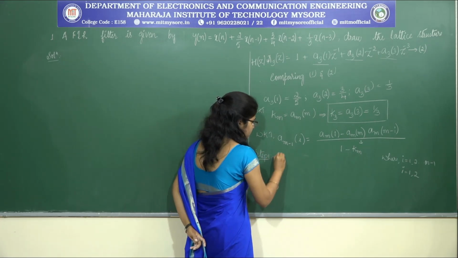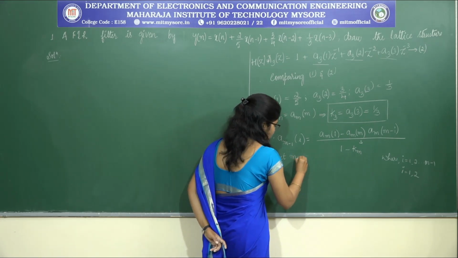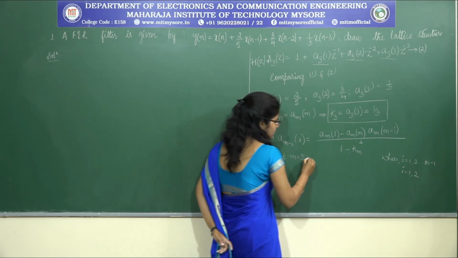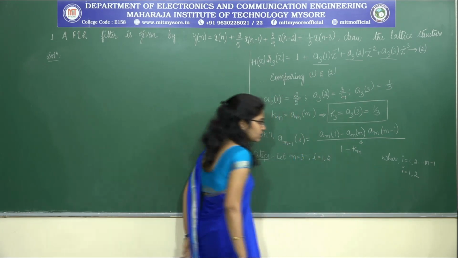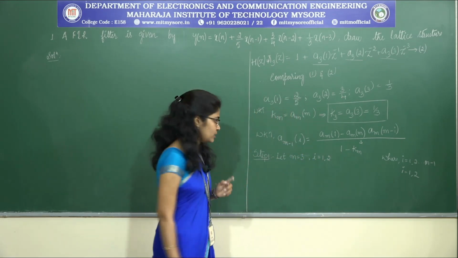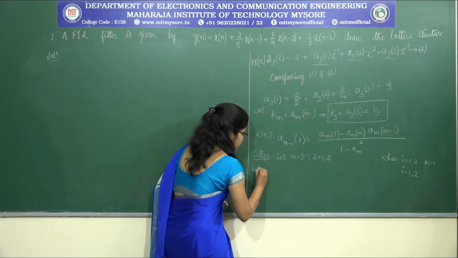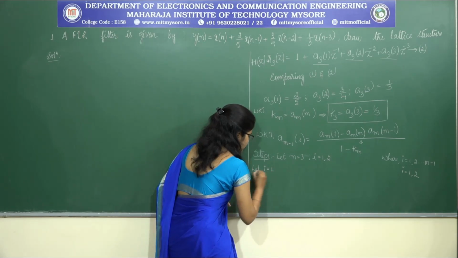So in step 1, let m be equal to 3. So if m is equal to 3, then the values for i are 1 and 2, correct? Now let me substitute the first value of i. Let i be equal to 1.